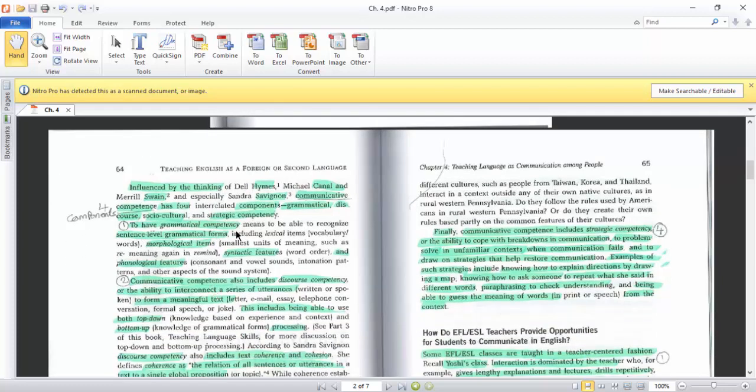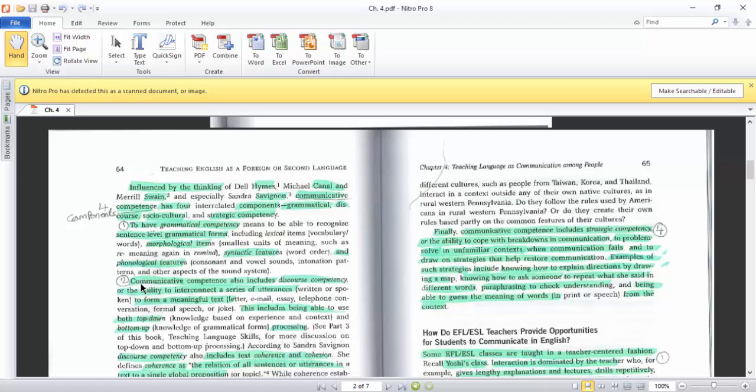To have grammatical competency means to be able to recognize sentence-level grammatical forms. So the first competence is grammatical, and everything related to grammar is talked about here. We should be able to recognize sentence-level grammatical forms, which include lexical items, morphological items, syntactic level, and phonological features.